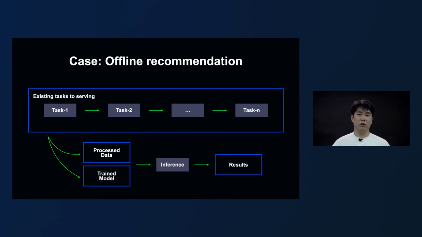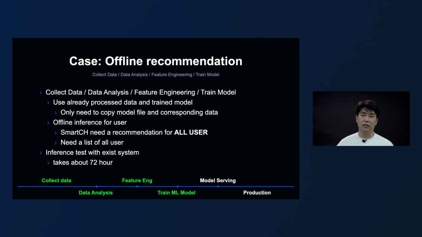So what we decided to do was that, as you can see from the image, we decided to separate the data necessary for serving from the existing task and carry out inference and provide recommendation. And this was possible because tasks belonging to different stages, such as data collection, analysis, feature extraction, training, and serving, were readily separated. And because we used a model that was already trained, we didn't have to do any further tasks related to data collection, data analysis, feature engineering, or model training.